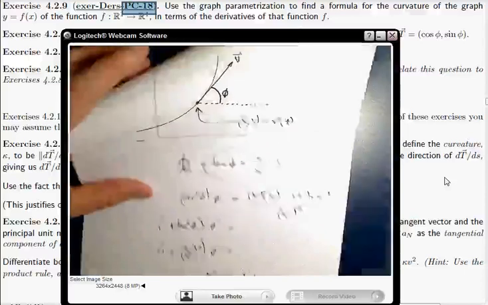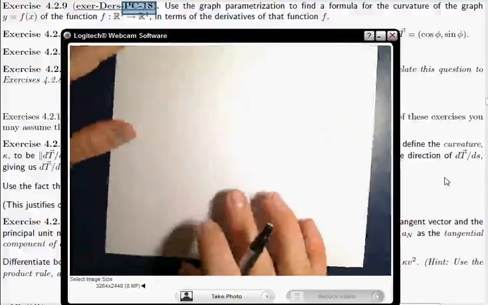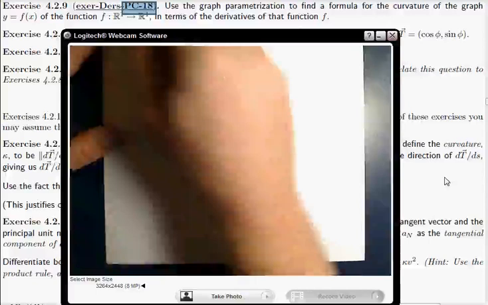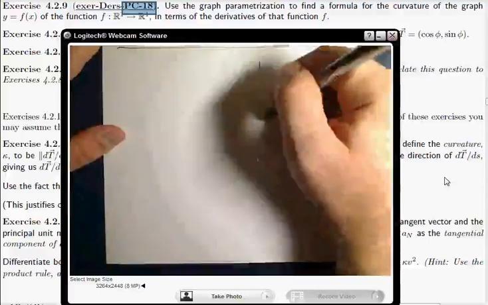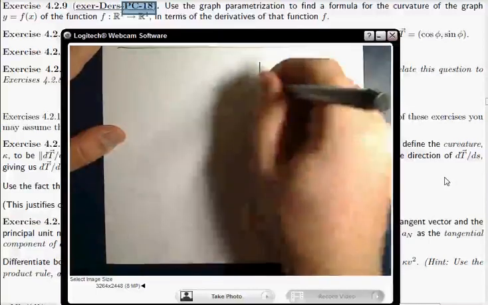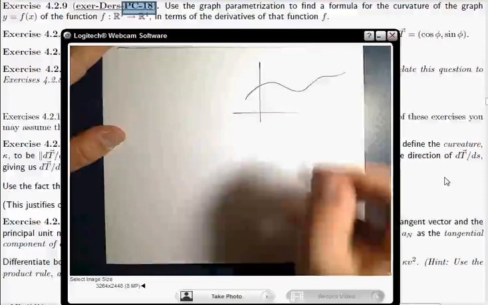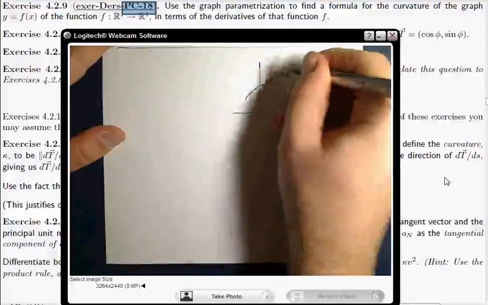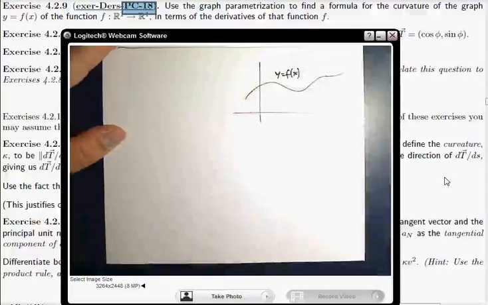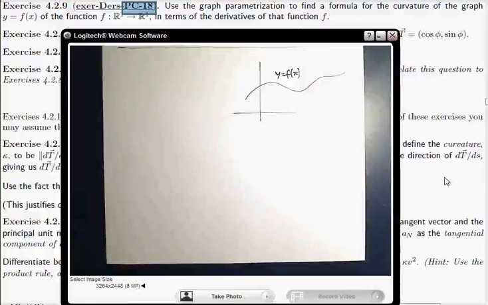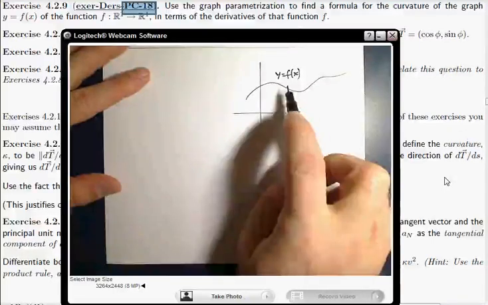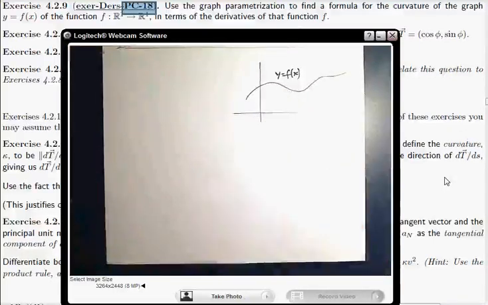And now the problem says, well, suppose we have a graph given to us. Suppose we're looking at some graph. So here we have y equals f of x. That is not a parameterization as given, so the formula that we've derived for curvature doesn't apply. Right? So let's figure out how to come up with a formula for curvature that will apply to this situation. And the graph parameterization is the key here. The hint says use the graph parameterization.